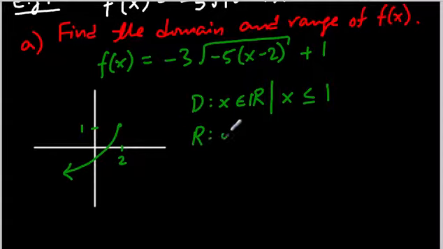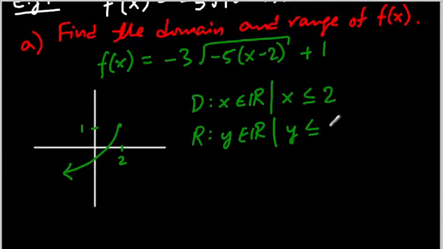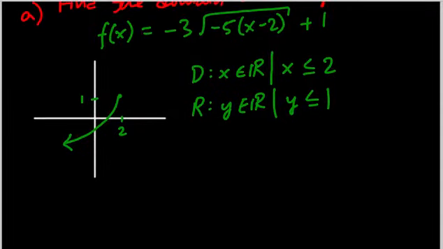And the range of this function is y an element of the reals. Actually, I made a small error here. It's not x is less than 1, it's x is less than or equal to 2. I wasn't paying attention. So this is 2, and that should be 2. For y, it should be y is less than or equal to 1, and that's the domain and range of f of x.